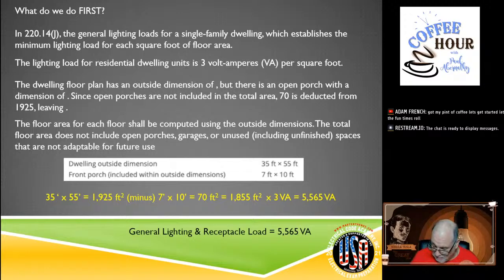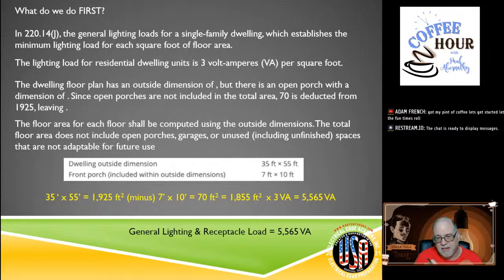If you look at J in the 2020 edition, you'll see a lot of grayed out text. Well, that's because this is new stuff that was added or moved or reorganized for the 2020. So if you look at it, the very first paragraph tells you that it's 3 VA per square foot. Okay, and we're doing a one-family dwelling, so this applies to us. So the load for this residence is 3 VA per square foot. The floor plan, if you remember earlier, was 35 by 55.